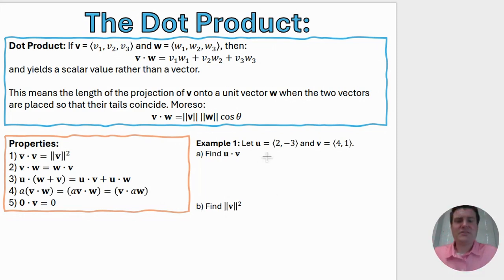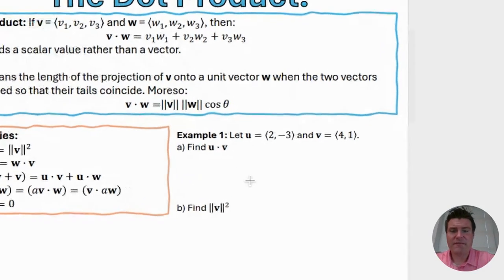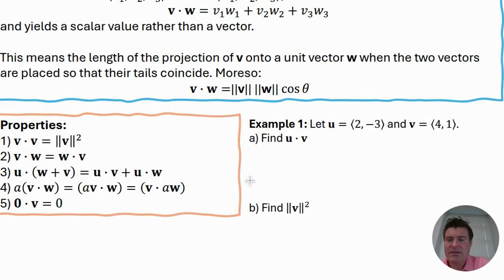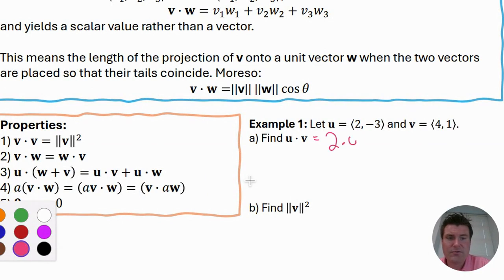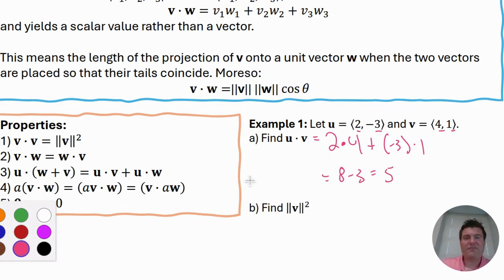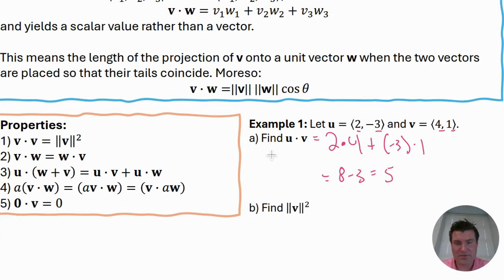We have u is 2, -3. We have v is 4, 1. Let's go ahead and do u dot v here. So when we do u dot v, that's just going to equal 2 times 4 plus -3 times 1. So we're going to get 8 minus 3, which is 5. Okay, so we get a value of 5. It's just a scalar value.